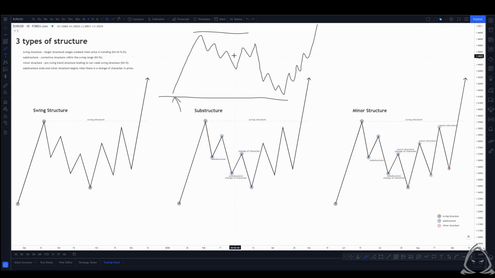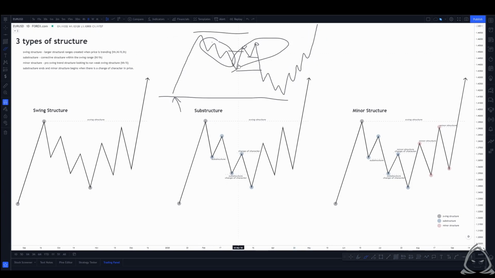So although we had our change of character right here, we're starting to see minor structure playing out. What we can see is then we had another change of character creating lower lows and lower highs. Then we started creating higher highs and higher lows. So we had substructure here, we have minor structure here, and then we switch back creating lower lows and lower highs. So we switch back to substructure, and then we start creating higher highs and higher lows. We get our change of character right here, and then we eventually do break the swing high.